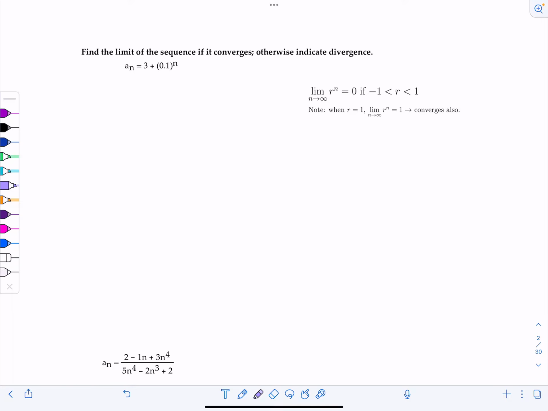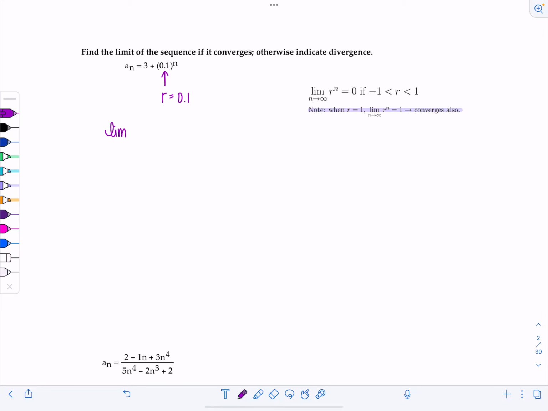And here we're going to utilize this fact that the limit as n goes to infinity of r raised to the n equals 0 if r is between -1 and 1. And as a note, if r is equal to 1, then the limit as n approaches infinity of r to the n is 1, so that converges also. So here, this example, this 0.1, that's your r. And that's for sure between -1 and 1.